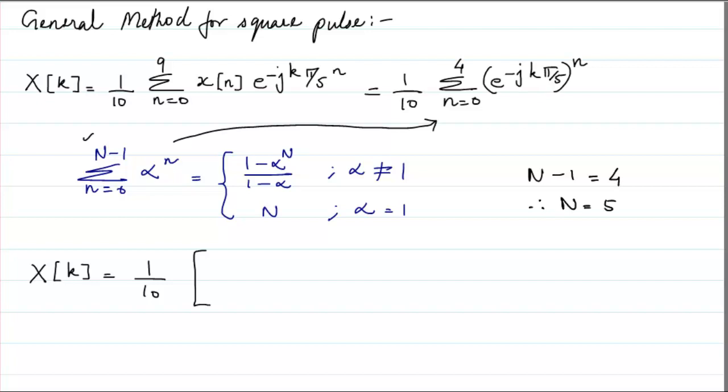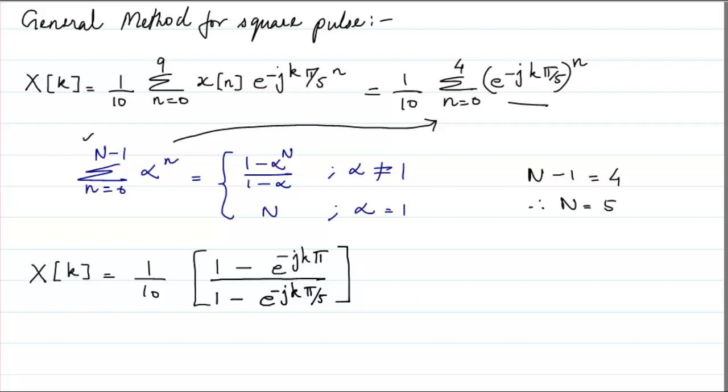Okay, so capital N is equal to 5, and alpha is how much? What is written inside this? So I will write 1 minus alpha, which is e raised to power minus jk pi by 5, raised to power capital N. What is capital N here? Capital N is equal to 5. So the 5 and this 5 will cancel off, so it's as good as writing pi, only pi. So e raised to power minus jk pi divided by 1 minus alpha, which is e raised to power minus jk pi by 5.